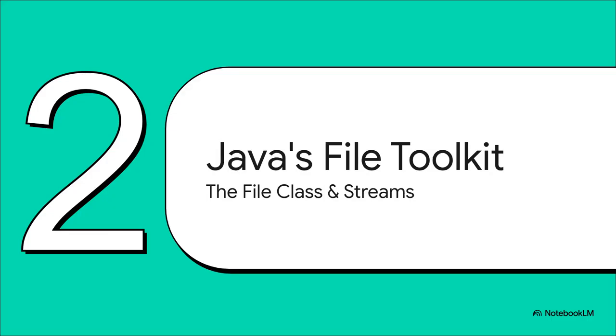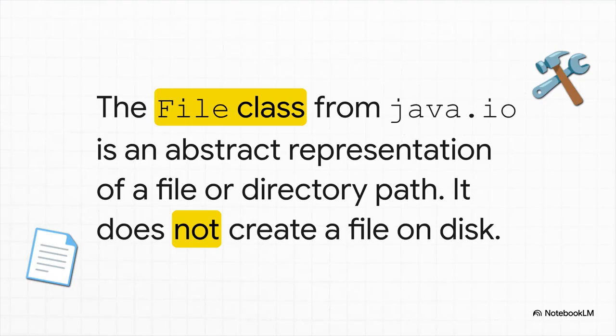All right, so now that we know why we need them, let's open up the toolbox Java gives us. When it comes to file handling, there are really 2 core ideas you got to get your head around. So point number 1, everything, and I mean everything, starts with the File class. But here's the catch, and this is a really important detail. When you create a File object in your code, you're not actually making a file on your hard drive. Not yet. Think of it more like a blueprint or an address. It's just an abstract path that points to where a file could be or where one already exists.